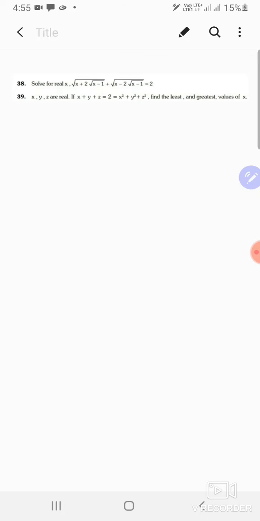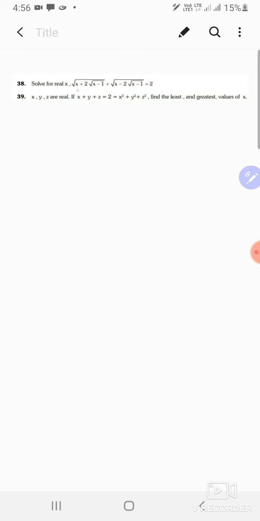There are two more questions which I want to be solved. The first question says solve for real x: square root of x plus 2 square root of x minus 1, plus square root of x minus 2 square root of x minus 1, is equal to 2. You can already see that these are like the conjugates of each other, so stuff can happen really well if you multiply these two. So I think squaring the whole equation will do our job.